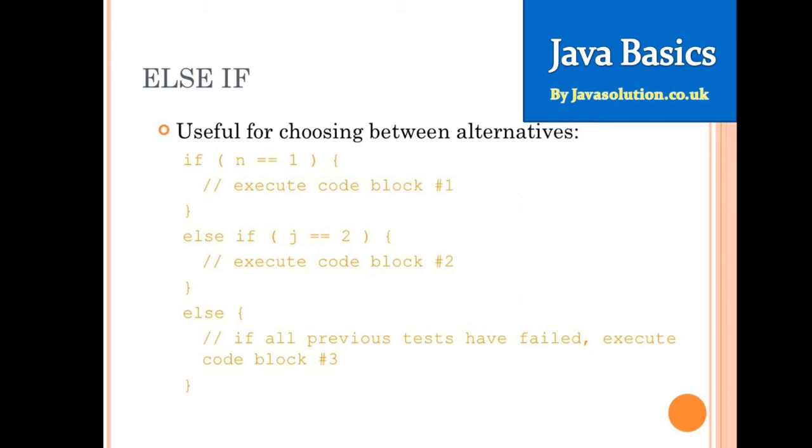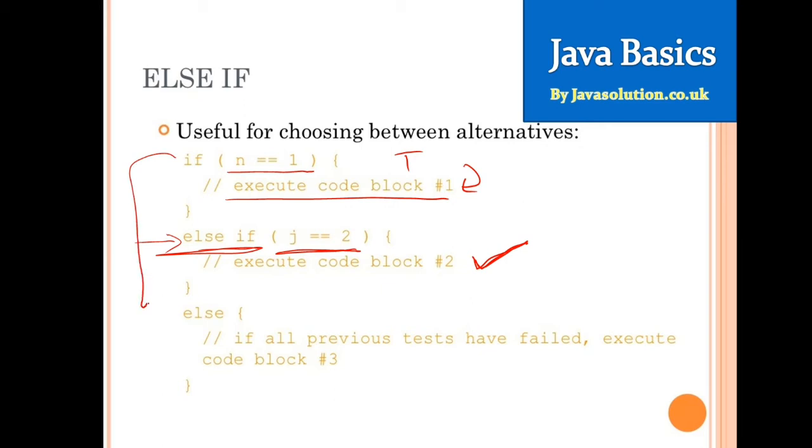Next, else if. Else if is useful for choosing between alternatives. So if the value of n is equal to n, execute this block. If this is true, proceed with this, and then it will go to the next statement. It's not going to terminate from the if. It's going to check the next condition as well. If j is equal to 2, then it will also proceed and continue with this statement. And if both are false, then it will go to the else condition and proceed with the next block of the statement.